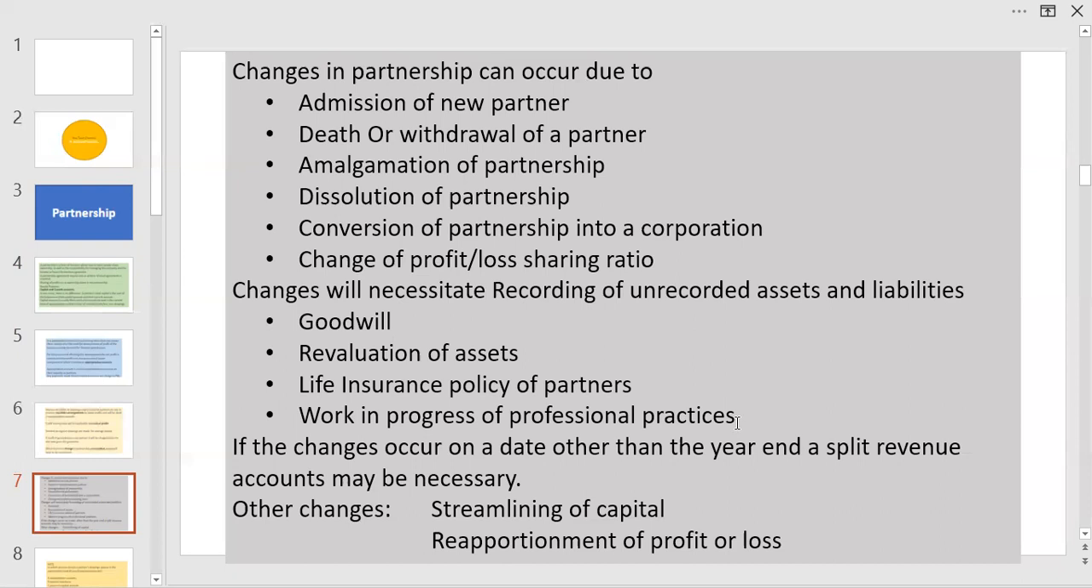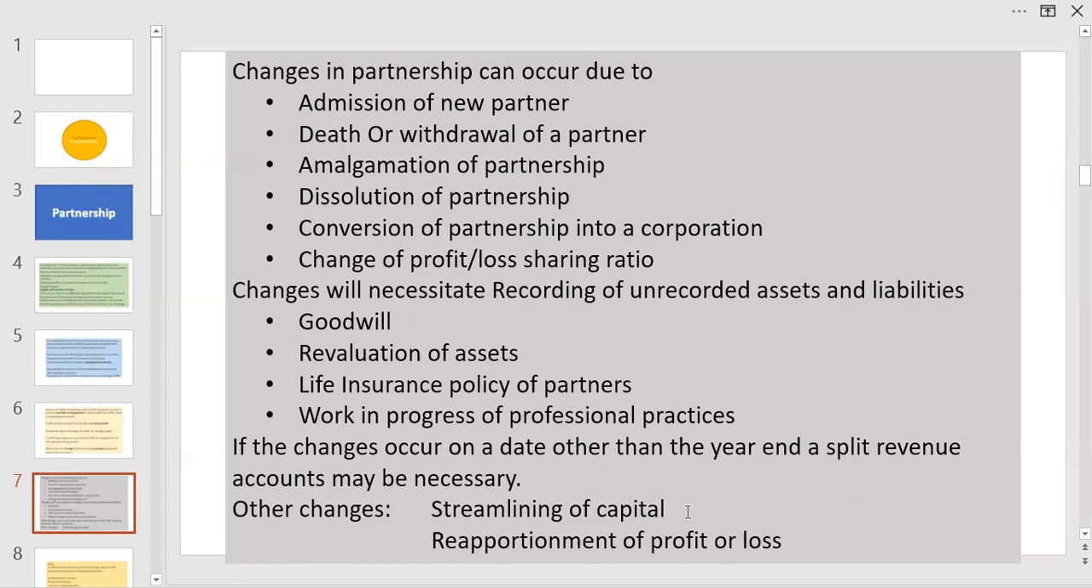For example, in a legal firm, cases will have progressed to different levels without being recorded. When fees are received, all the new partners too will have a share along with the old partners. A few other new features you will come across are, first, splitting the revenue account. For example, if a change takes place in the 7th month, profit and loss will be made for the first 7 months and the balance 5 months as two different revenue accounts.